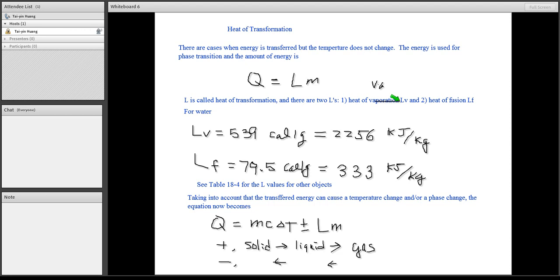So this is the equation that involves two terms. One deals with the change in temperature, one deals with the phase transition, and these are the principles to go by. When do you use plus, when do you use minus?